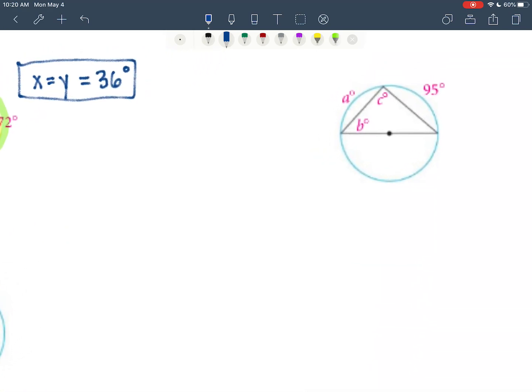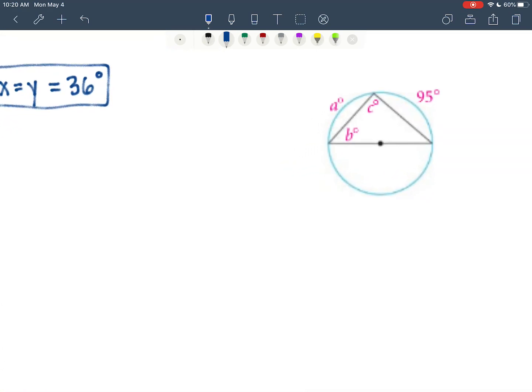Let's move over to the picture on the right. We've got A, B, and C. All of these diagrams, hopefully you're getting to them, you're pressing pause, and then you're checking your answer with me. This diagram right here, I've got a semicircle that's 180 degrees. That makes the other semicircle 180 degrees, which makes A equal to 85 degrees.